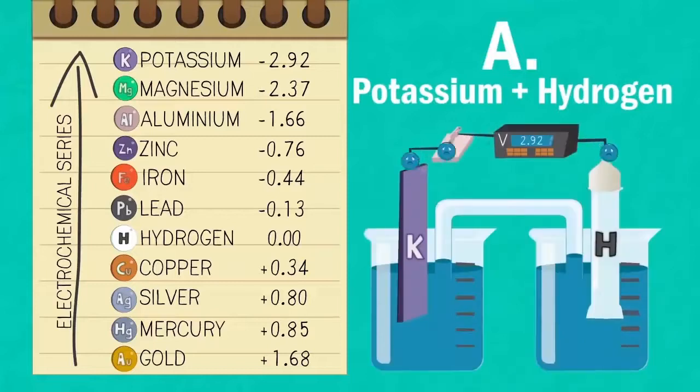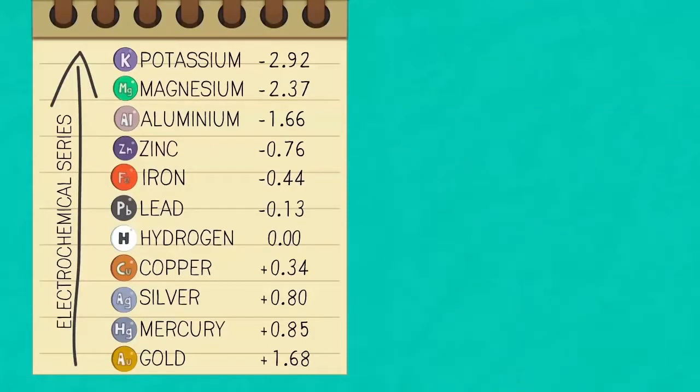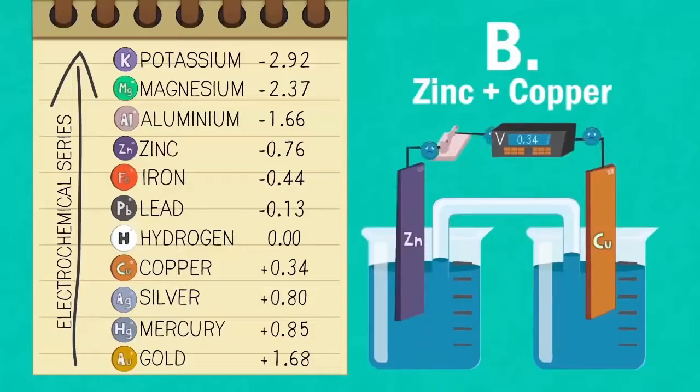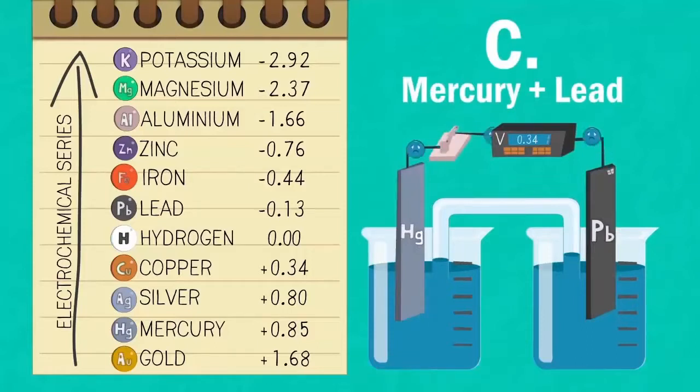For A, the answer is the electrons move from potassium to hydrogen. For B, the answer is the electrons move from zinc to copper. And for C, the answer is the electrons move from lead to mercury.